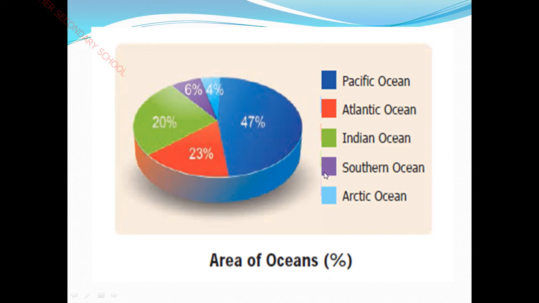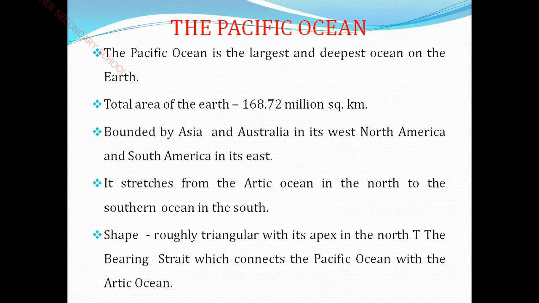And the violet color, purple with violet, is the Southern Ocean. It covers nearly 6% of the ocean area. And the blue color denotes about 4% of the area, which is the Arctic Ocean. Okay, children? Yes. Through this we are going to start our today's session.